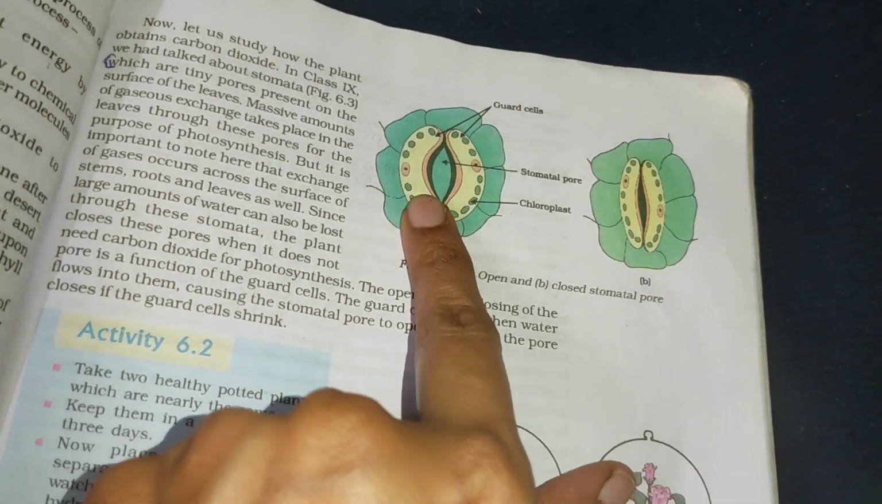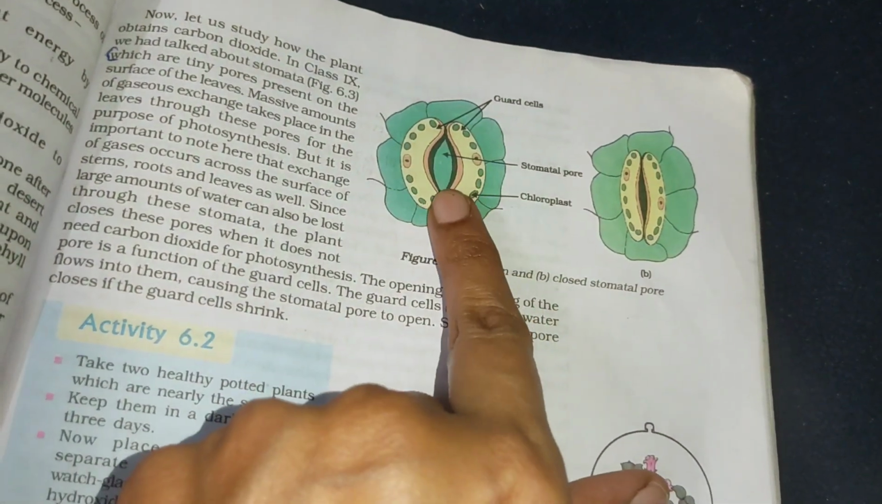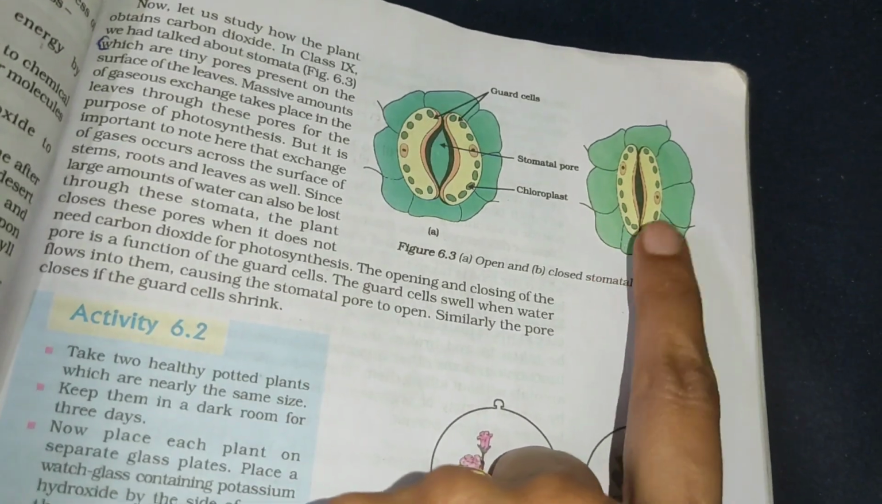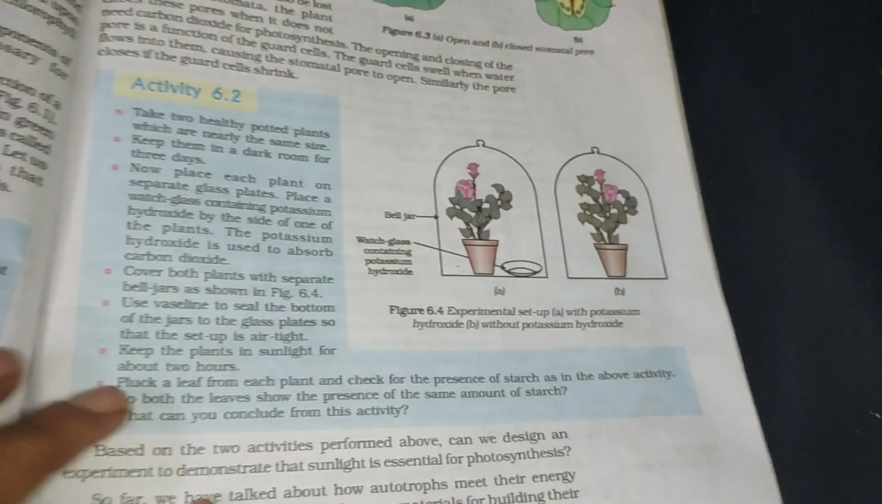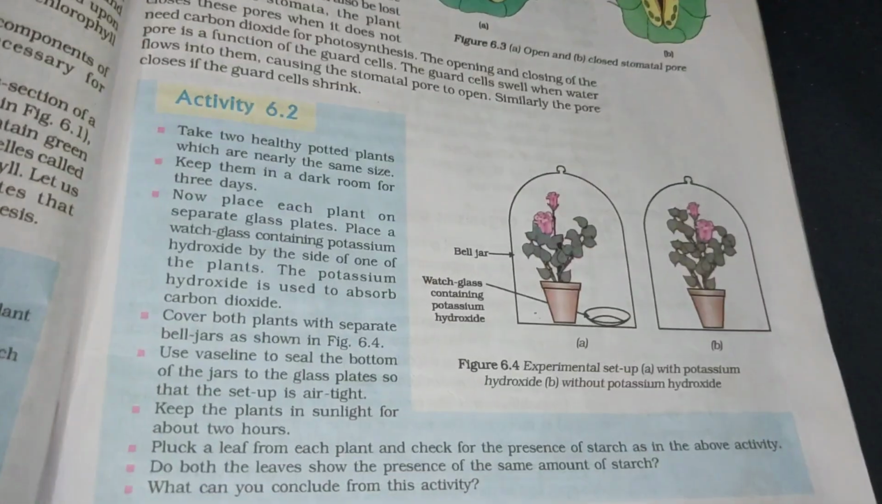So the stomata open, the stomatal pore opens. And similarly, if it shrinks, the guard cells will close. Like this, it is there. Next, they give one activity.